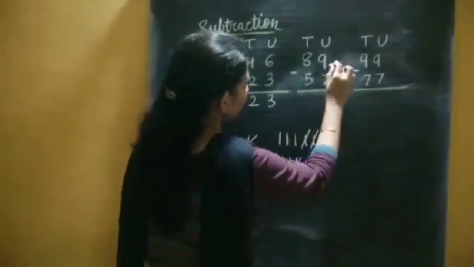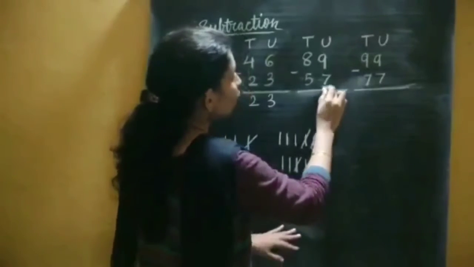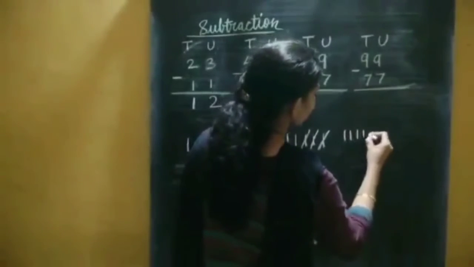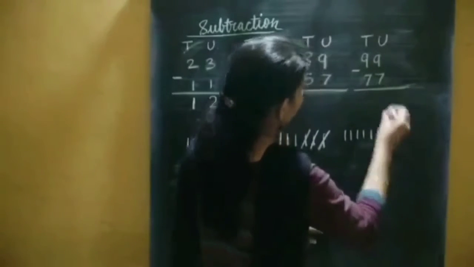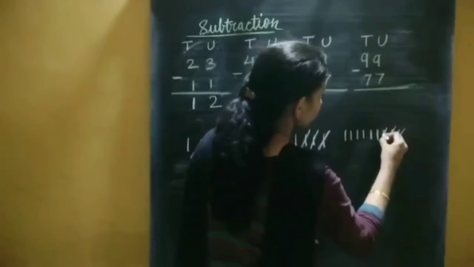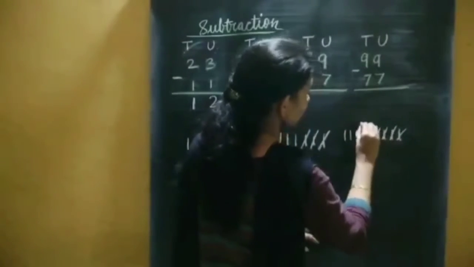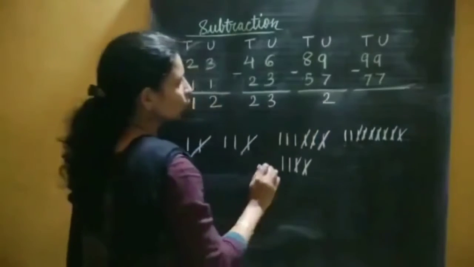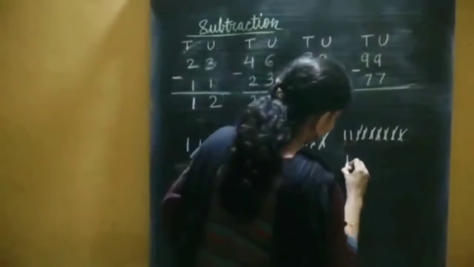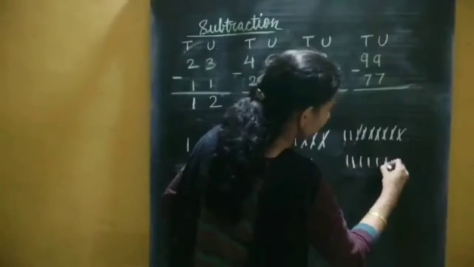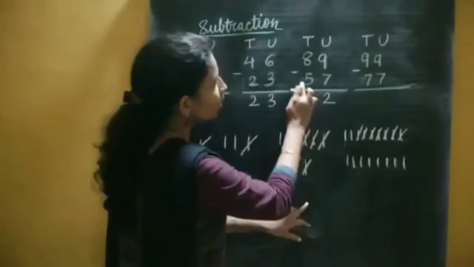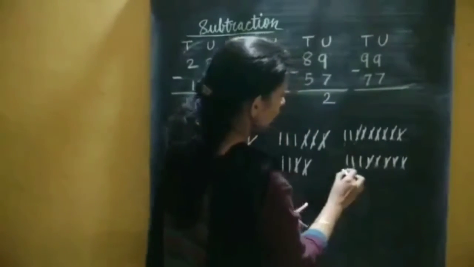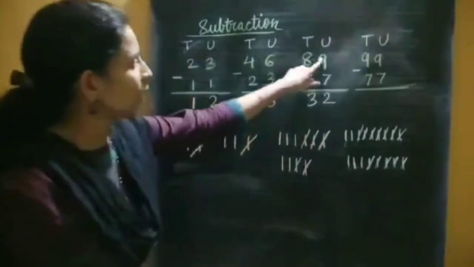Next is 89 minus 57. First the unit place, 9 minus 7. 1, 2, 3, 4, 5, 6, 7, 8, 9. Remove 1, 2, 3, 4, 5, 6, 7. 7 lines we remove, so 2 lines remain. So the answer is 2. And 8 minus 5: 1, 2, 3, 4, 5, 6, 7, 8. Out of the 8 lines, 5 lines are removed: 1, 2, 3, 4, 5. So 3 lines remain.